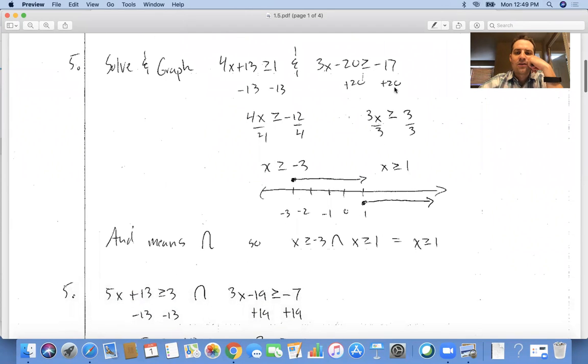The other one, I added 20 to both sides, so I got 3x is greater than or equal to 3. Then divide by 3 on both sides, x is greater than or equal to 1. Okay, and means the intersection, so I need to include both of these. So when you do the intersection, you find what is common. Here's the common ground between both inequalities. So the answer is x is greater than or equal to 1.